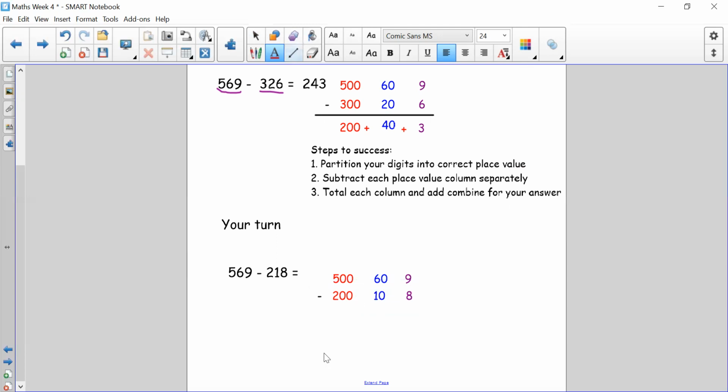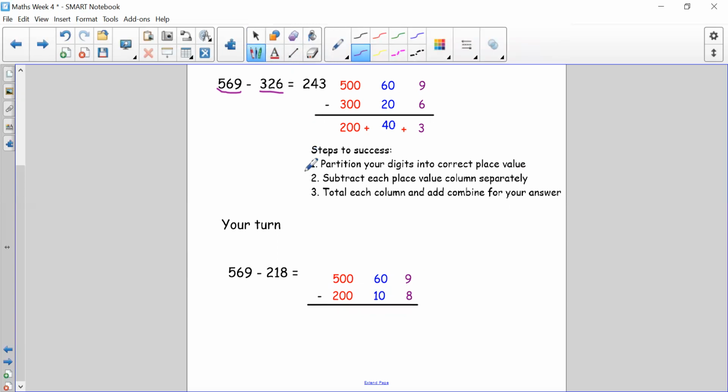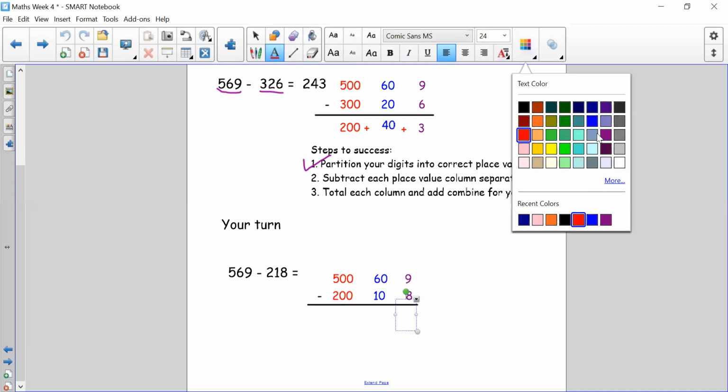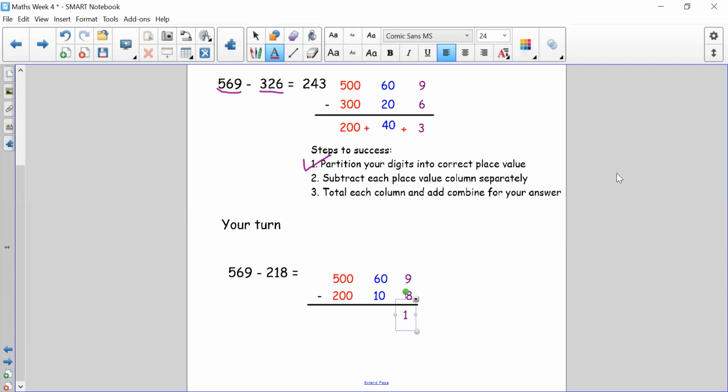Okay, so let's draw our line, making sure that we know we are now going to subtract, and this is going to be our answer. So we've done step 1. We've partitioned all our digits. We subtract each place value column separately. So let's start with our 1s. 9 take away 8 is going to be 1. Right? 9 take away 8 is 1, making sure my answer is in my 1s column.